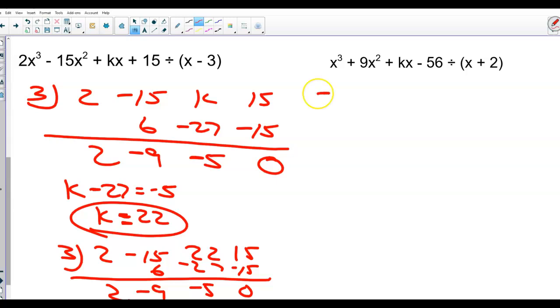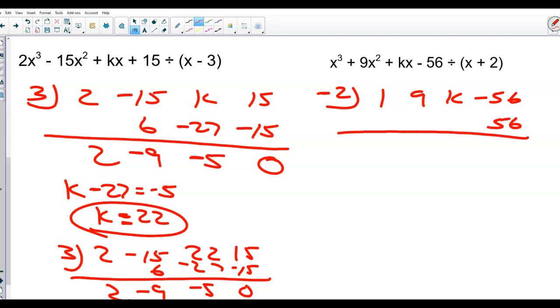It's a factor, so negative 2, 1, 9, k, and negative 56. I need a 56 here to get the 0. What times negative 2 gives me a 56? Negative 28. 56 divided by 2 is 28. So negative 2 times negative 28 is 56. Bring down the first term. 1 times negative 2 is negative 2. 9 and negative 2 is 7. 7 times negative 2 is negative 14.